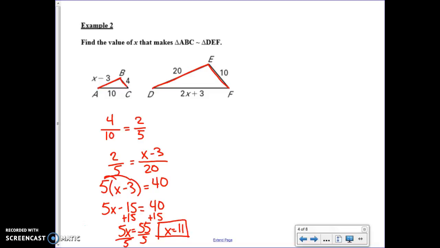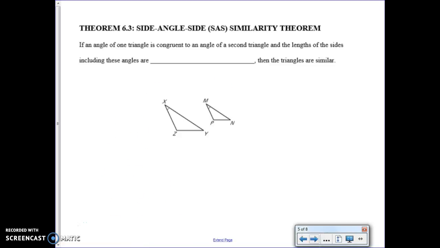So that's one of our theorems. Our other theorem is our side-angle-side similarity theorem. And it says if an angle of one triangle is congruent to an angle of a second triangle, and the lengths of the sides, including these angles, are proportional, then the triangles are similar.